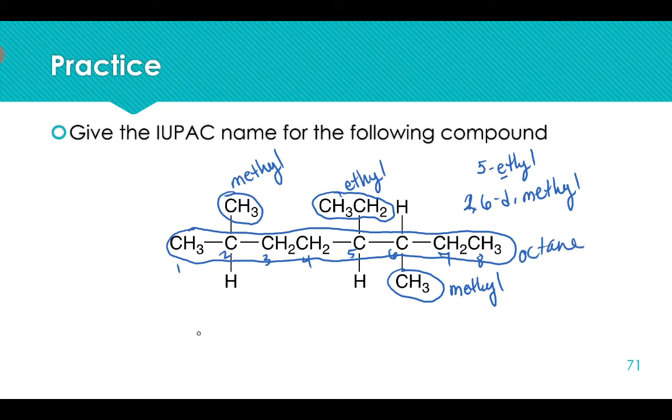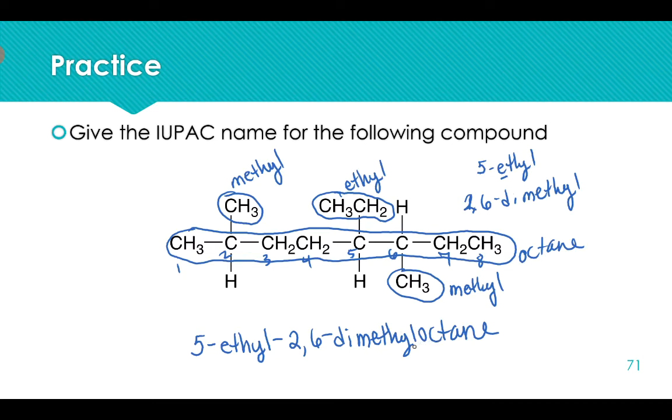So if we put that all together, this molecule is named 5-ethyl-2,6-dimethyl octane. Some things to note is that there will be a dash between the numbers and then a comma separating if you have multiple numbers. There's no space here between the methyl and the octane.